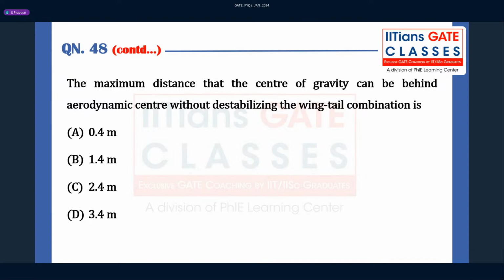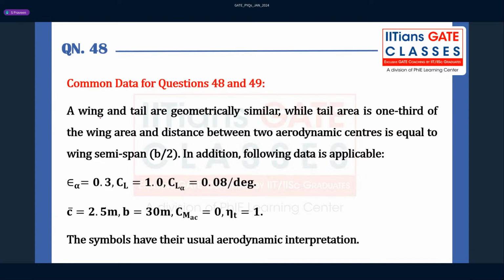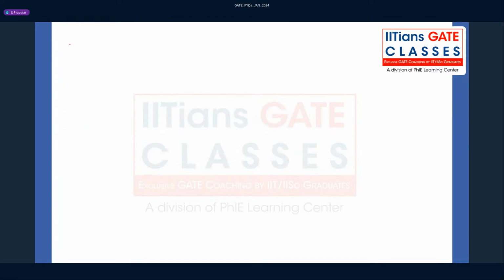So let's underline certain keywords. A wing and a tail are geometrically similar, while the tail area is one third of the wing area. Let me write these down first. Because of geometric similarity.